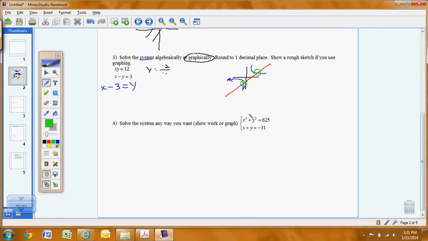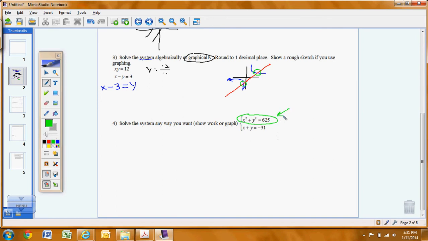You can solve this one any way you want. Hopefully you all know back from chapter 1 that that is a circle. This is the equation of a circle with a center at 0, 0 and a radius of 25, or no, 625, square root of that? Yep, 25. And then this one is a line. So where does a circle and a line meet? Probably in two places, which it will.